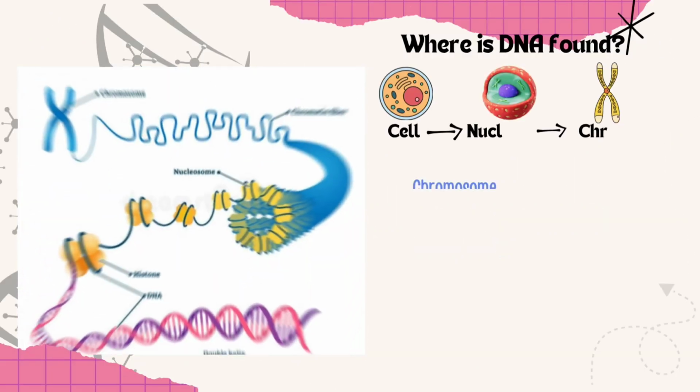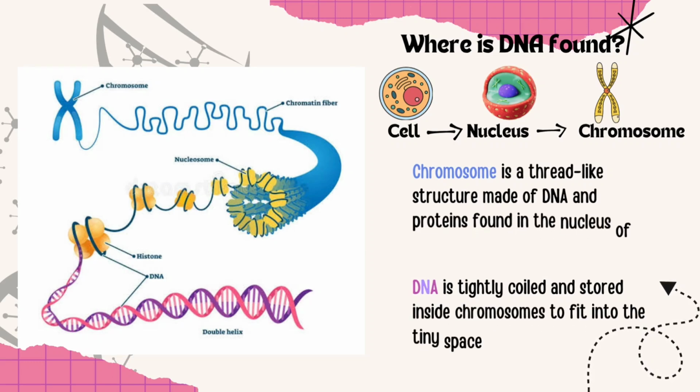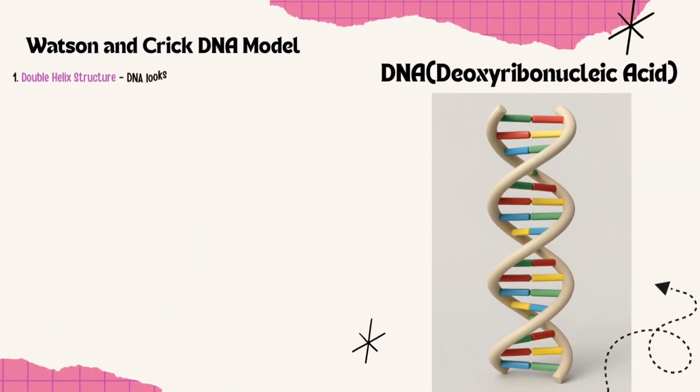So where it is found? We all know that in a cell there is a nucleus, and in the nucleus chromosomes are present. These chromosomes are thread-like structure made up of DNA and proteins found in the nucleus of cells. DNA is tightly coiled and stored inside the chromosomes to fit into the tiny space of the nucleus. So let's see its structure.